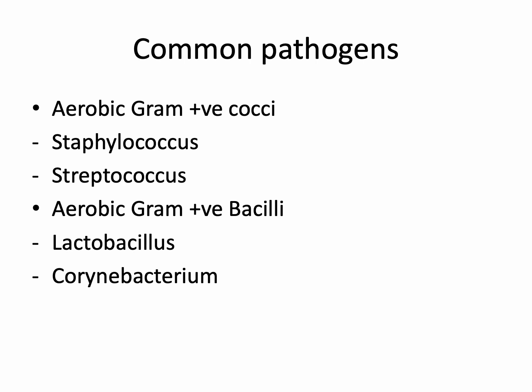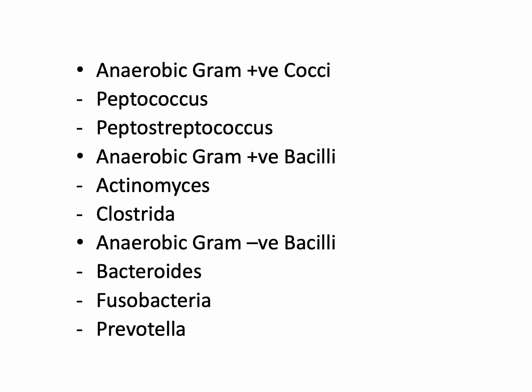So the common pathogens in odontogenic infection can be grouped into aerobic gram-positive cocci, for example Staphylococcus and Streptococcus, aerobic gram-positive bacilli, for example, lactobacillus and corynebacterium, anaerobic gram-positive cocci, peptococcus and peptostreptococcus, anaerobic gram-positive bacilli, for example, actinomyces and clostridia, and the anaerobic gram-negative bacilli, for example, bacteroides, fusobacteria, and prevotella.